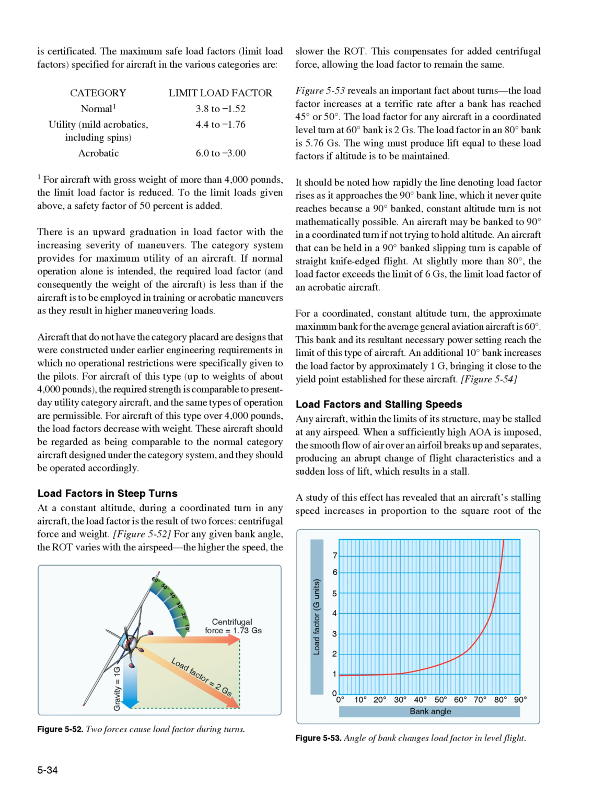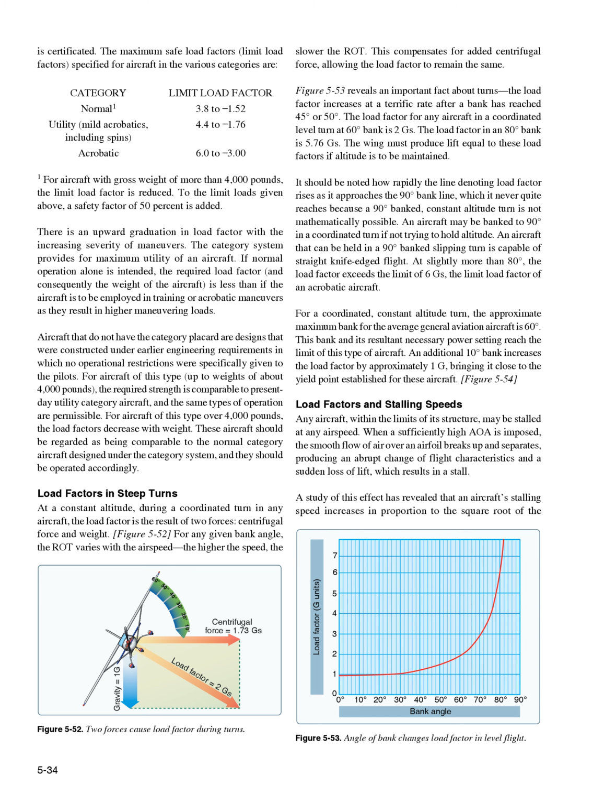Figure 5-53 reveals an important fact about turns: the load factor increases at a terrific rate after a bank has reached 45 degrees or 50 degrees. The load factor for any aircraft in a coordinated level turn at 60 degrees bank is 2 Gs. The load factor in an 80 degrees bank is 5.76 Gs. The wing must produce lift equal to these load factors if altitude is to be maintained. It should be noted how rapidly the line denoting load factor rises as it approaches the 90 degrees bank line, which it never quite reaches because a 90 degrees banked, constant altitude turn is not mathematically possible.